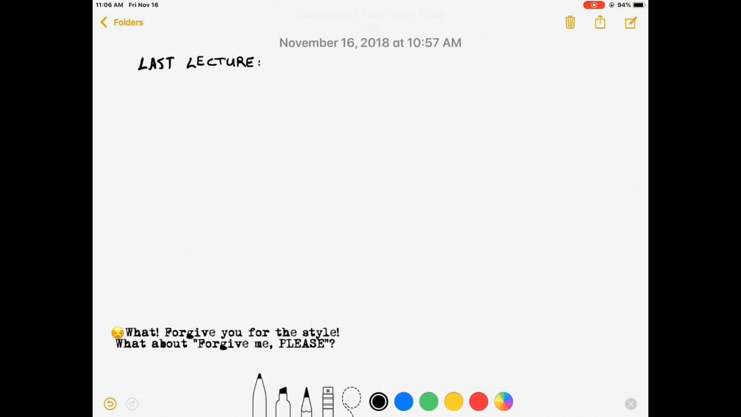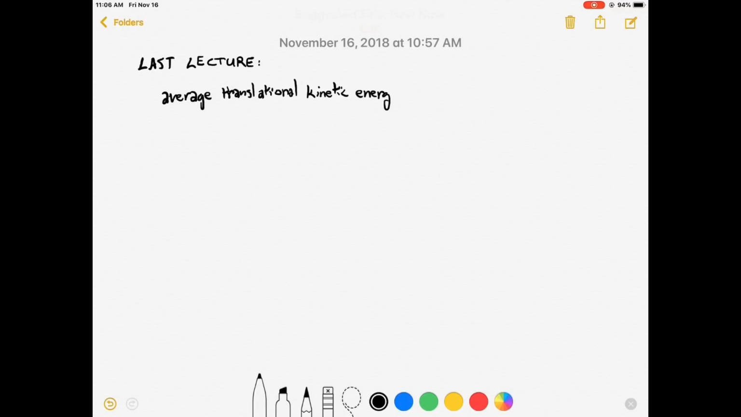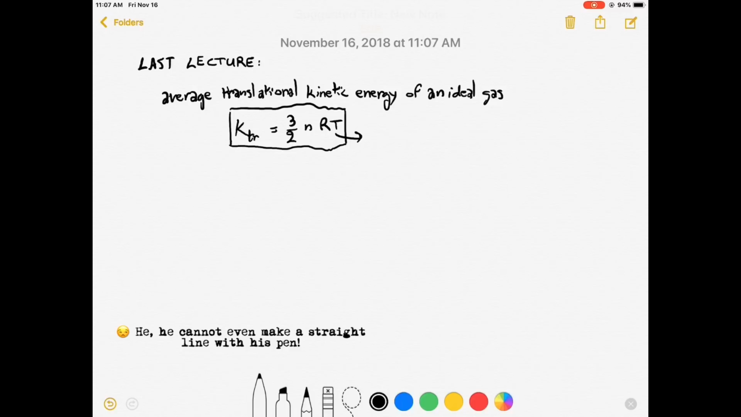Last lecture, we saw that the average translational kinetic energy of an ideal gas can be written just as a function of the temperature. K is 3/2 nRT, right? And remember, as you have learned, that T should be used in Kelvin, right? Be careful with that.